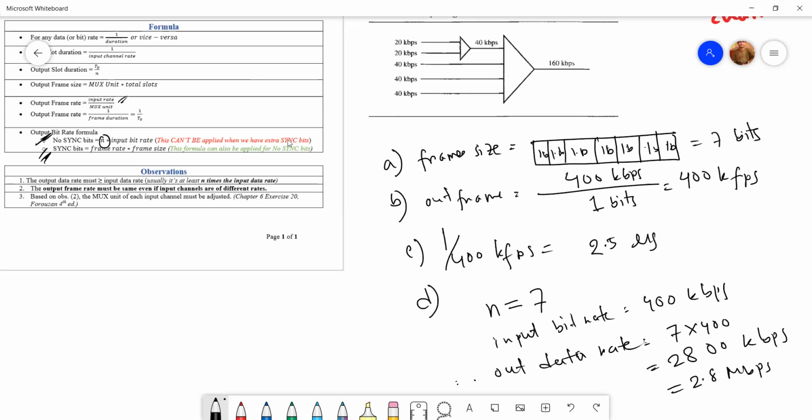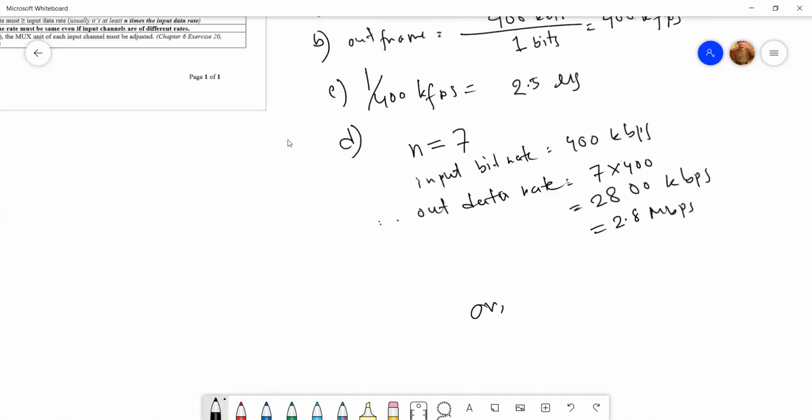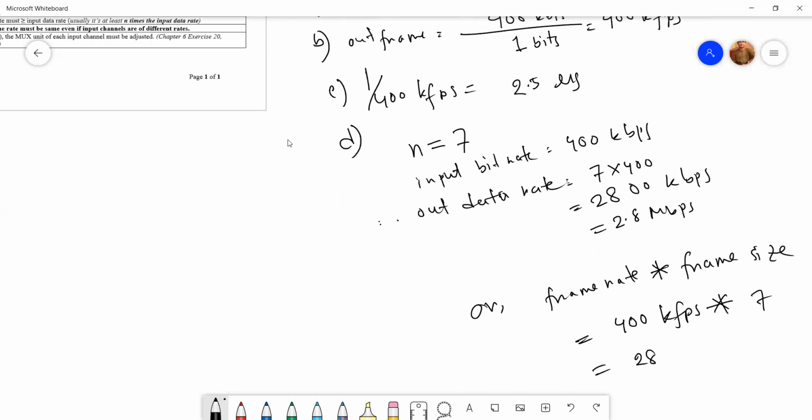Now we can also use the second formula: the frame rate into the frame size. What is my frame rate? My frame rate was 400 kfps. And what is my frame size? My frame size was 7 bits. So basically that is also going to give you 2.8 mbps. Those things are giving you the same result.